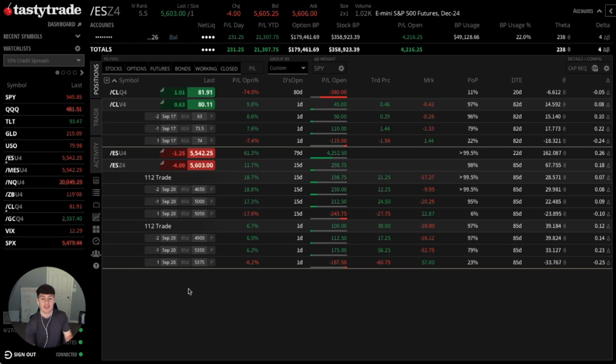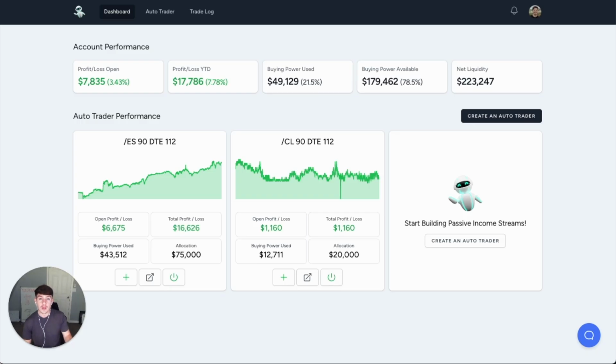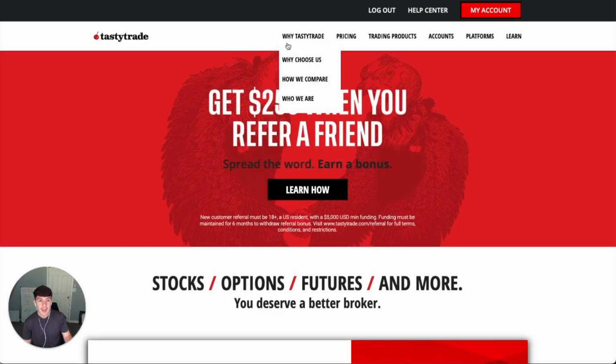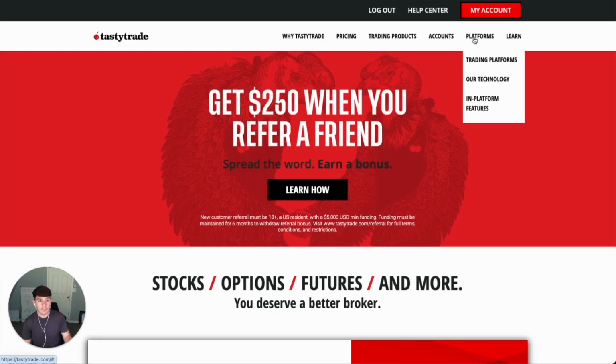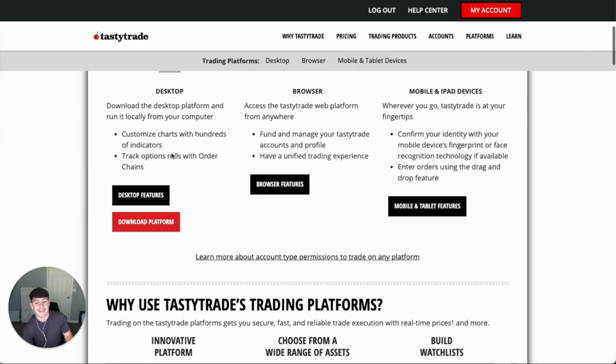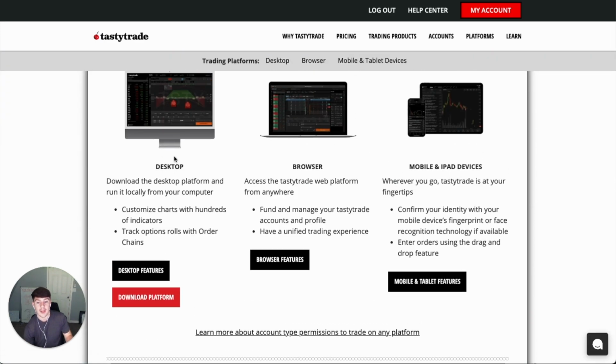So if we dive into this right here, first thing you need to do is use the desktop platform. You can go to tastytrade.com, go under trading platforms, then go into desktop and download the one that works best for your desktop. And so that's kind of the best way to structure this.